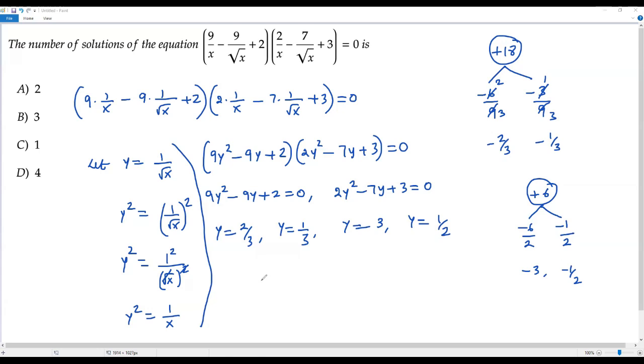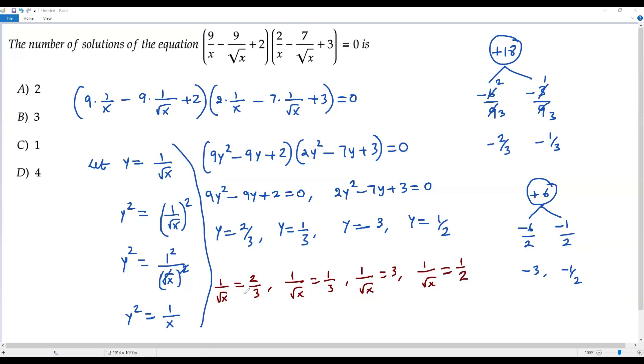Actually, y is a variable taken by us to make the solving process easier. It can be replaced by the original expression, that is 1 over square root of x. Now, in these 4 equations, we can replace y by 1 over square root of x. If I replace this y by 1 over square root of x, then I'm getting 1 over square root of x equals 2 over 3. And here 1 over square root of x equals 1 over 3. And here 1 over square root of x equals 3. Here 1 over square root of x equals 1 over 2.